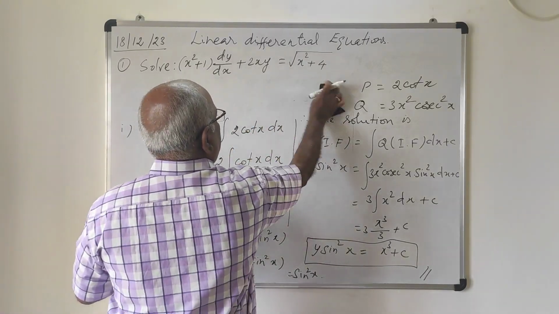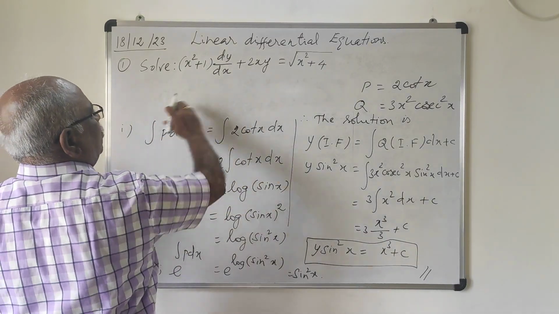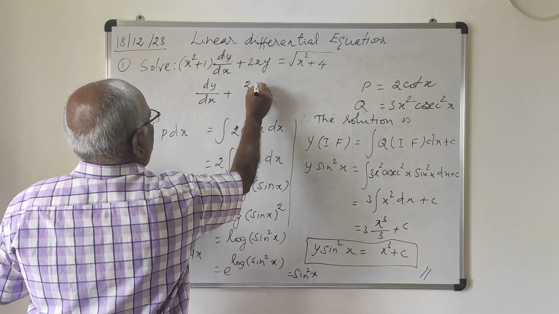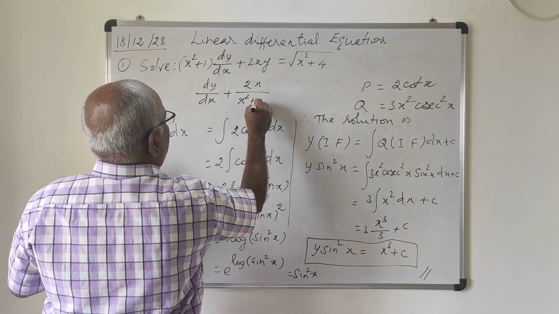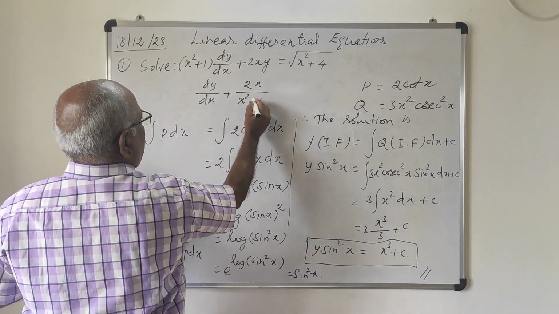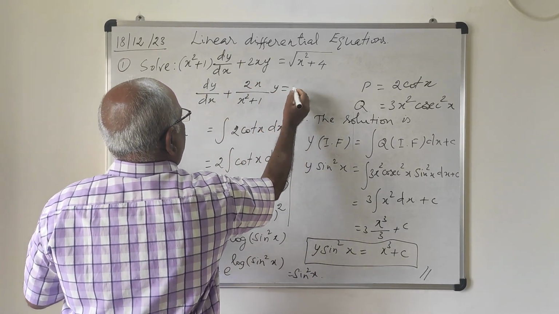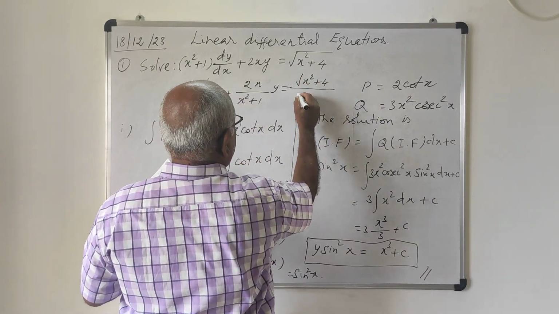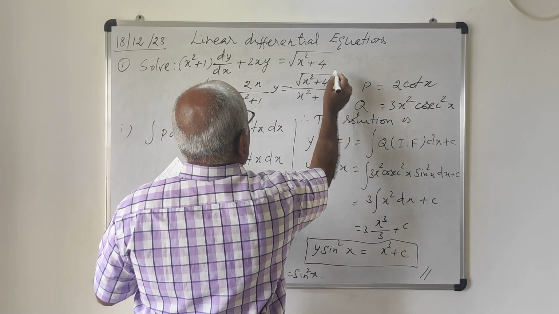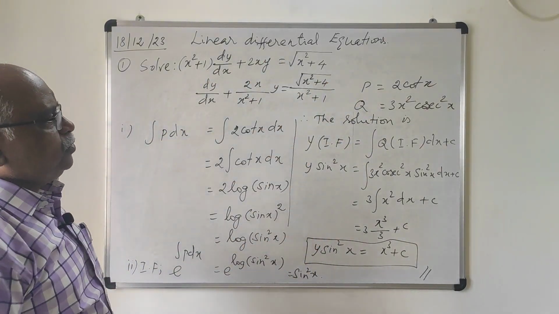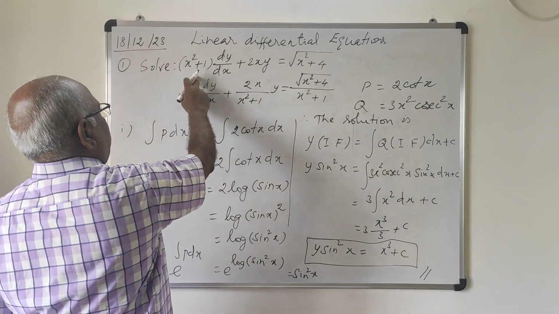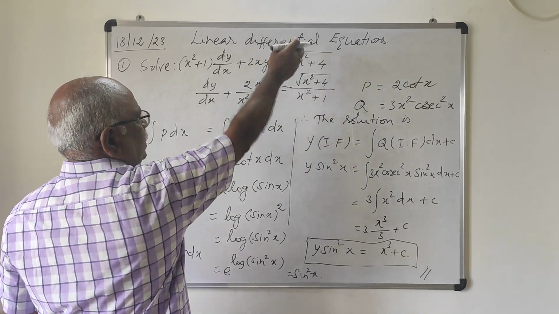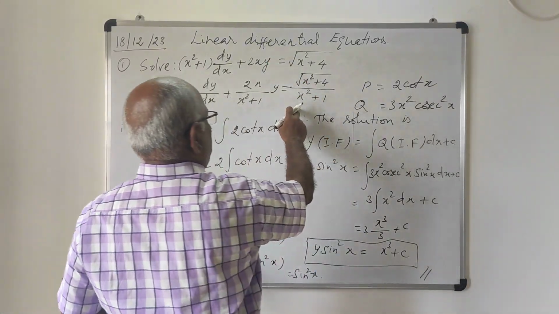For that, you divide the entire equation by x square plus 1. You will get dy by dx plus 2x by x square plus 1 into y equal to root of x square plus 4 by x square plus 1. So, all terms should be divided by x square plus 1.